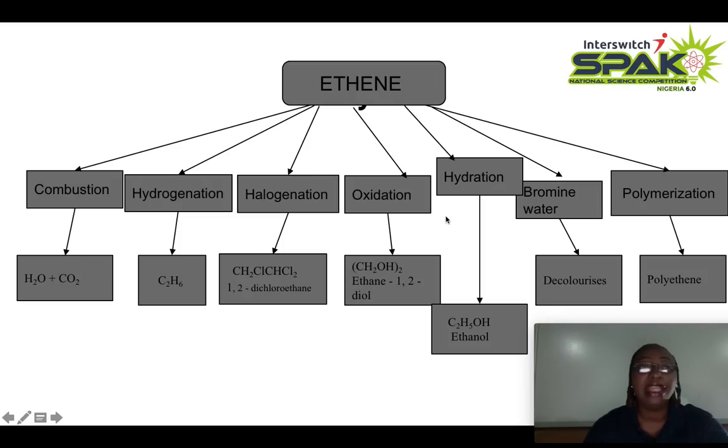They undergo hydration. If you can remember, the dehydration of ethanol will result in ethene. Now, hydration of ethene will give us ethanol. So that's a reversible reaction. Then ethene will react with bromine water and it decolorizes. That is a major test to differentiate ethene from ethane. Ethene undergoes polymerization, and when it undergoes polymerization, polyethylene is formed.